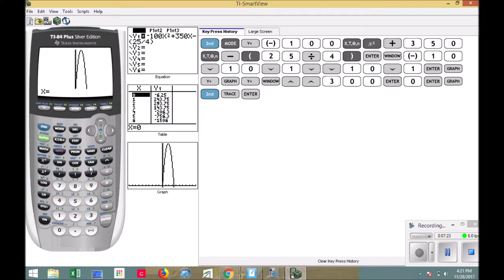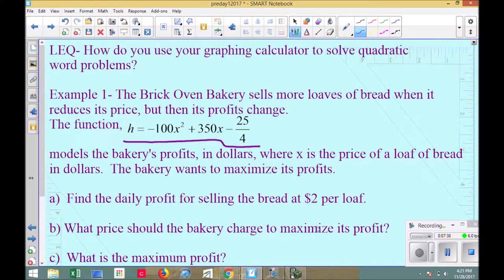And now it's allowing me to enter in an x value. So I want to know when x is 2. So I'm going to enter 2. And it tells me that when x is 2, 293.75 is my answer. So I'm going to go back here. $293.75. Okay. So we can see it's a lot easier using the graphing calculator.